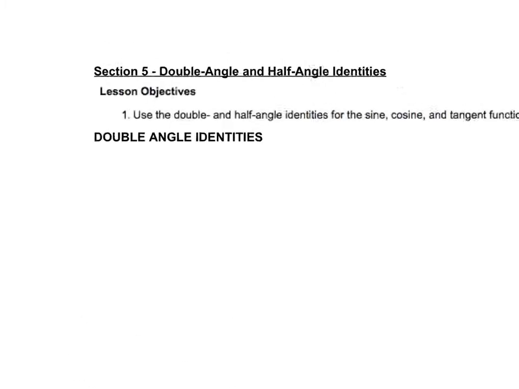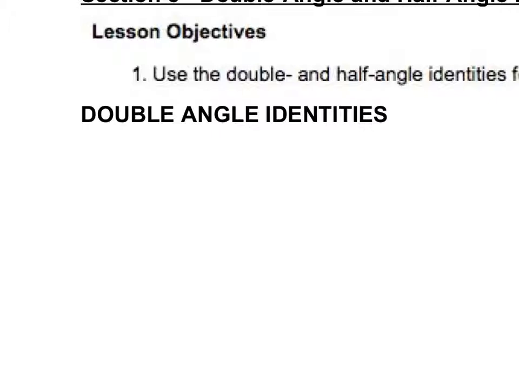We're going to be talking about double angle and half angle identities. Our objectives: we want to use the double and half angle identities for sine, cosine, and tangent functions. So let's talk about what a double angle identity is. First of all, let's talk about the one for sine.